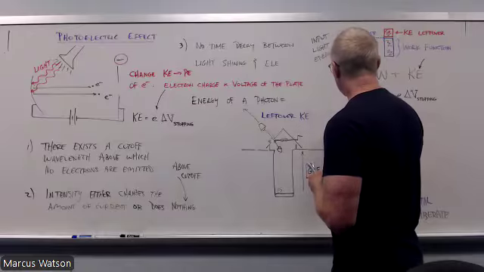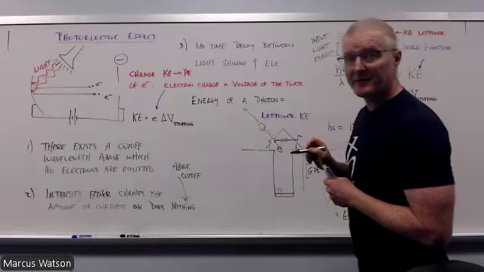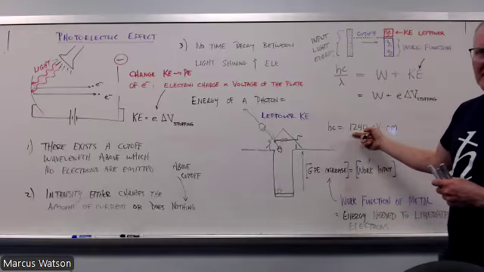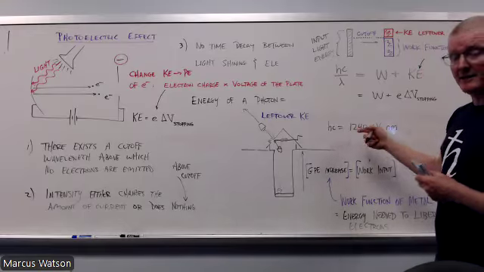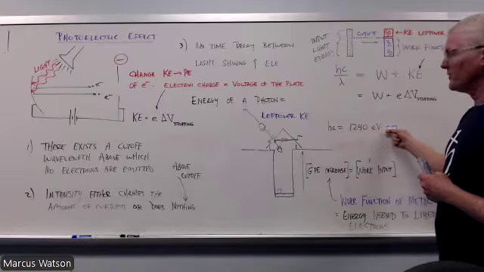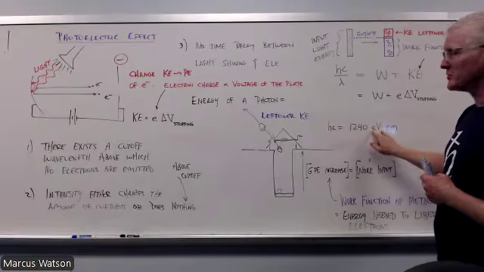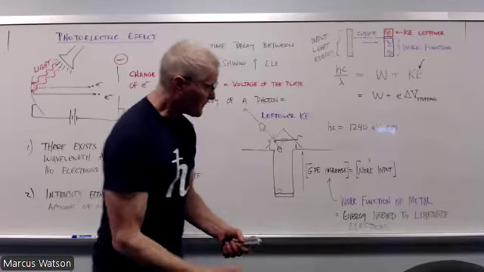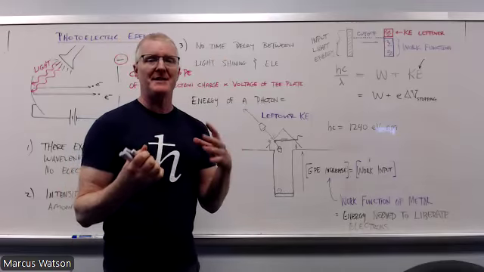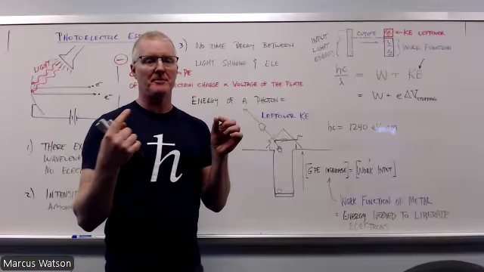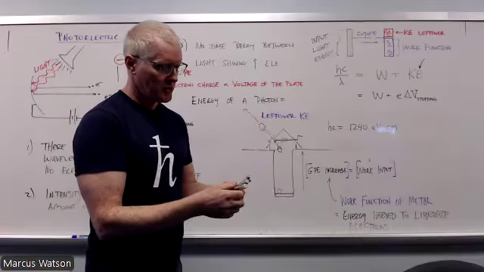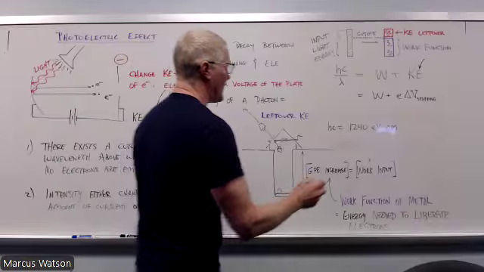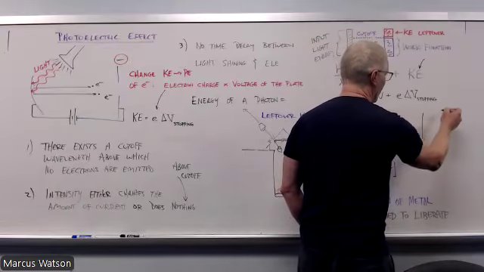I'm just going to let you know that hc itself is a really useful number to know off the top of your head. hc is approximately, and it's pretty good, 1240 electron volt nanometers. If you have not ever encountered the electron volt before, it's akin to a joule. It's a measure of energy. 1 electron volt is the amount of kinetic energy an electron has after it passes through a 1 volt potential difference.